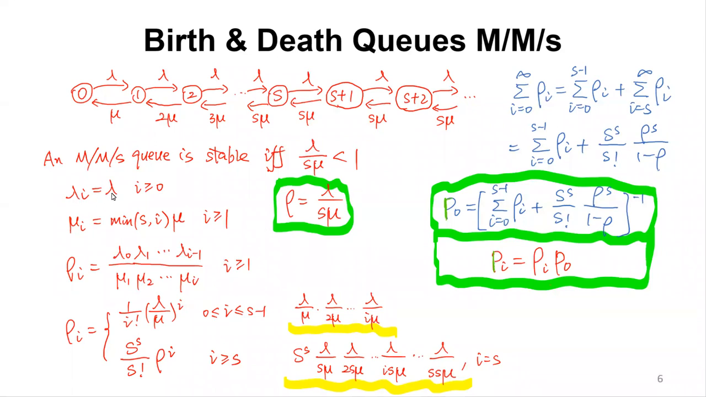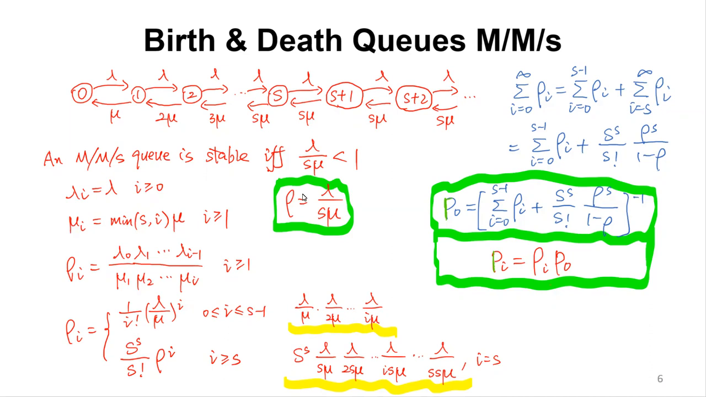So for a particular state, lambda_i equals lambda, and mu_i equals the minimum of S and i, times mu. So if i is less than S, then this is i mu. If i is greater than S, this will be the minimum, so it will become S mu, like this.